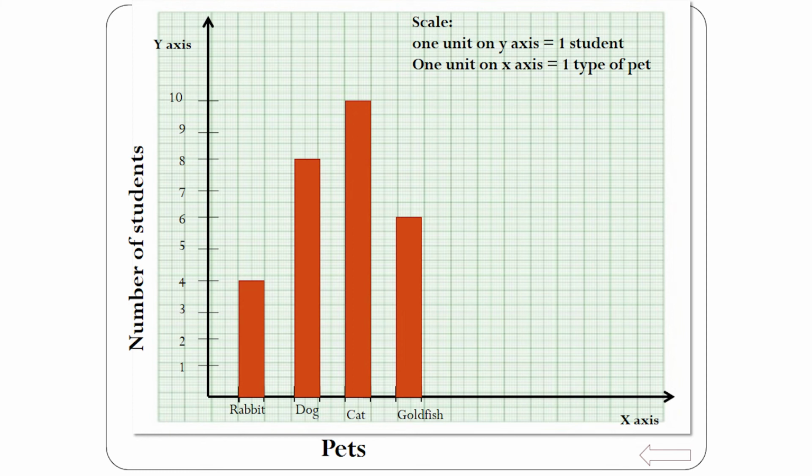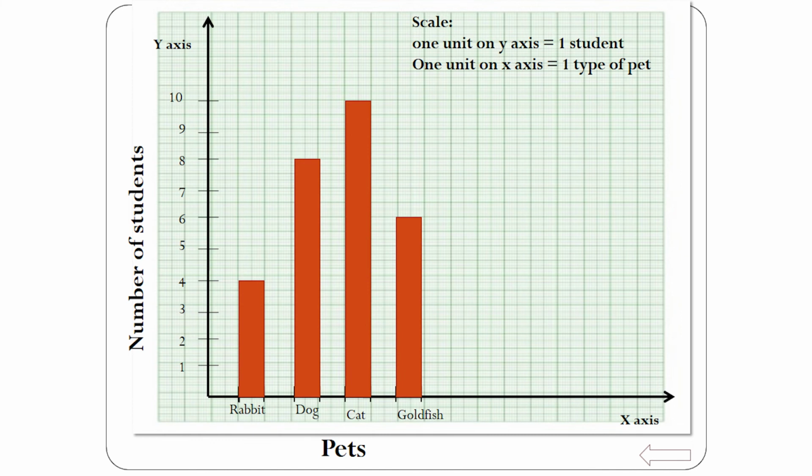Now, in the given data, the first favorite pet is rabbit. The total number of rabbits is 4. So you will draw the bar with respect to the number 4. Next we have dog. The number of pets there is 8. So we draw the bar with the number 8.